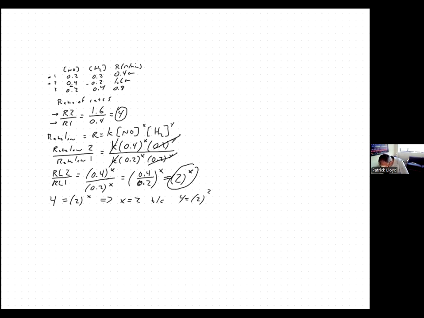And so that means we know that x is 2. So now I can write this rate law as rate equals k times the concentration of NO squared, since now I know that's a 2. So I've figured out one of the orders. Now I'm going to figure out the second order, the one for hydrogen. With this one, I'm going to try to do the same thing.